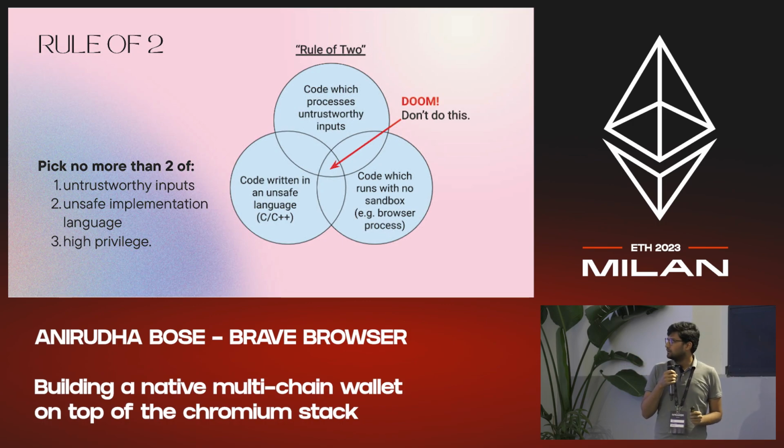And third, we don't want to do things that require high privilege. I mean, you can do that, but not all of them together. High privilege is something when you do it in the main browser process. So we don't want some piece of cryptography to crash your browser, for example. And if you have a coincidence of these three evil things, doom. We don't do this. So that's our rule of two.